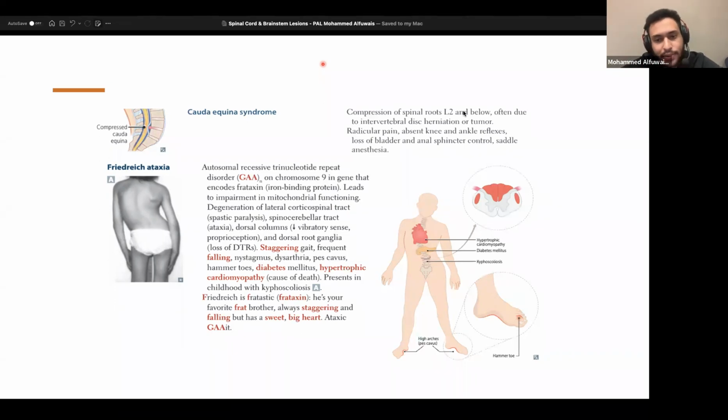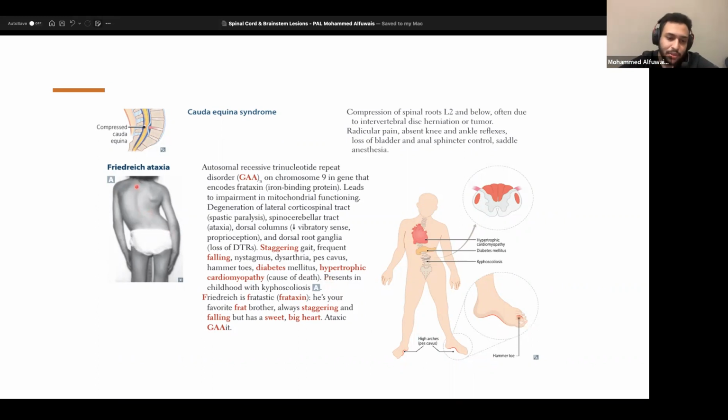One thing you need to recognize is that's not the only thing the patient will have. The patient will come to you, and on an X-ray, the heart will be enlarged. That's number one: hypertrophic cardiomyopathy, which is the cause of death in these patients. You might have a patient who's hyperglycemic, so they have diabetes mellitus. You might look at their toe and it's a hammer toe, shaped like a hammer. Another sign is pes cavus, which is a high arch in the foot. And lastly, you'll have kyphoscoliosis.